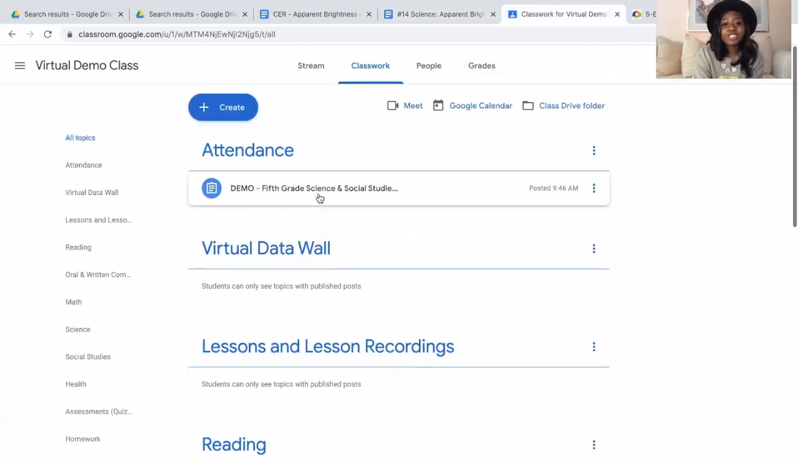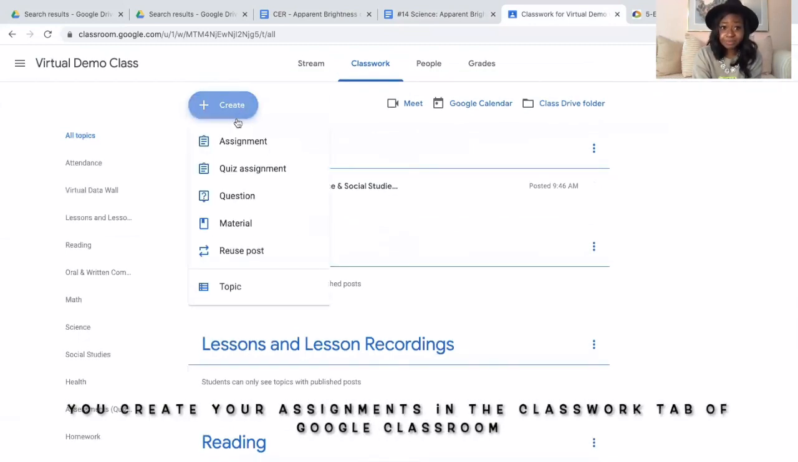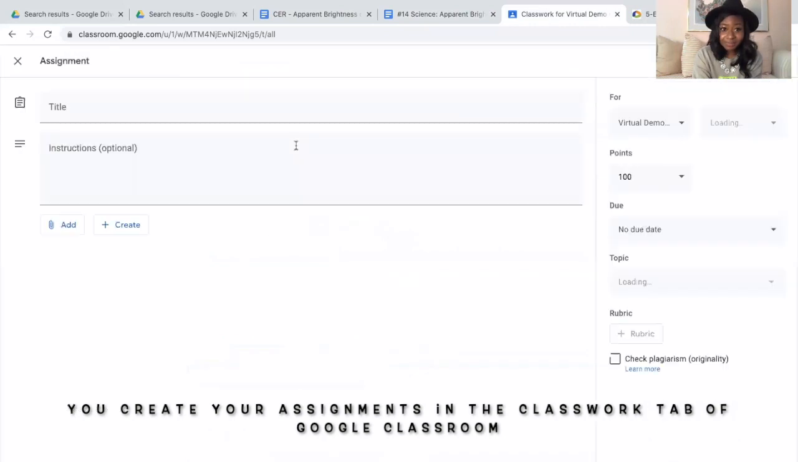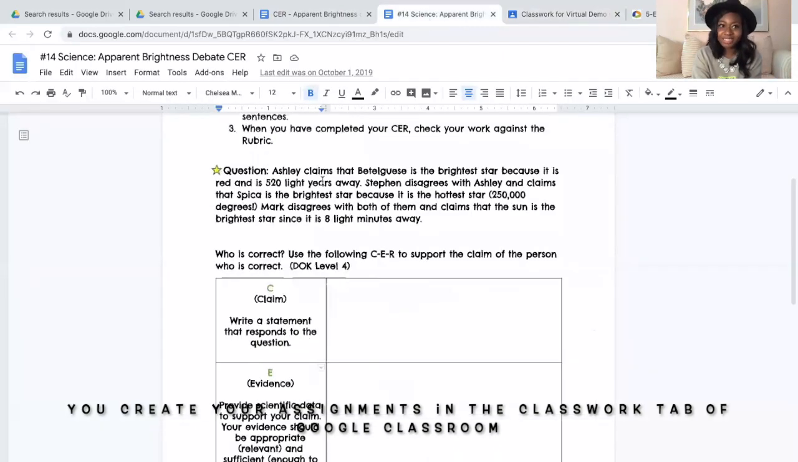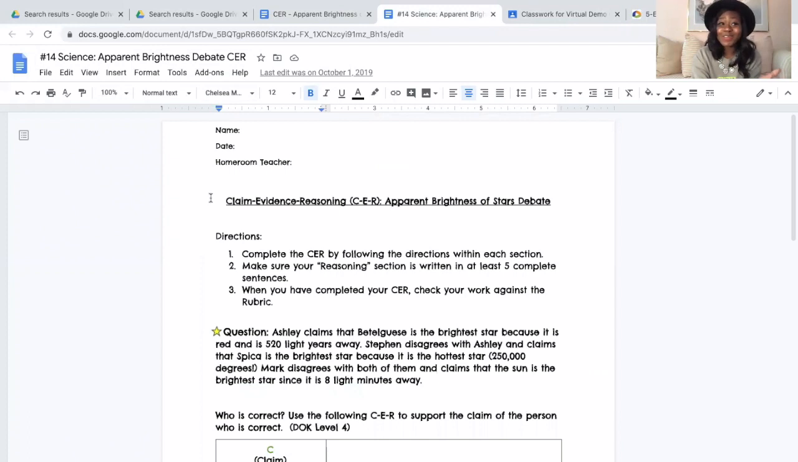But what you're going to do in order to create an assignment is hit Create, then go to Assignment. For me, the title of my assignment is going to be based on the title of my CER. As you can see, this is coming from an assignment in the past. So all I'm going to copy is this part right here.